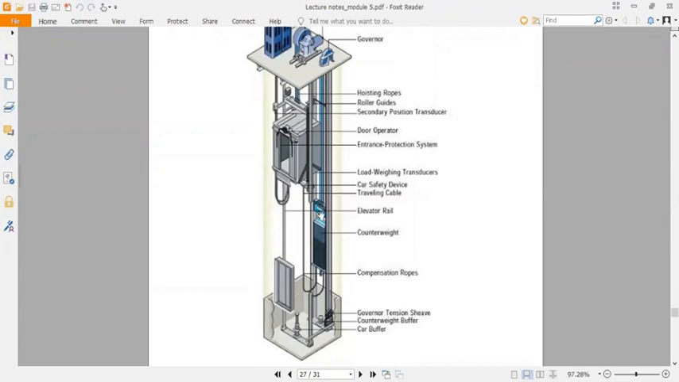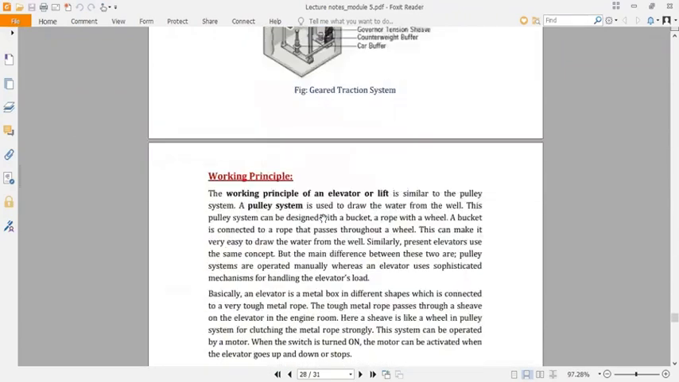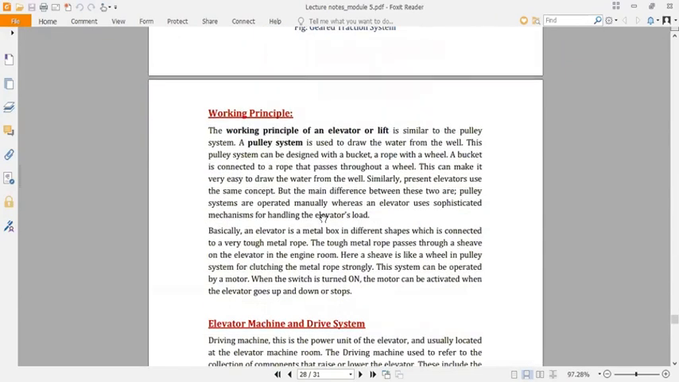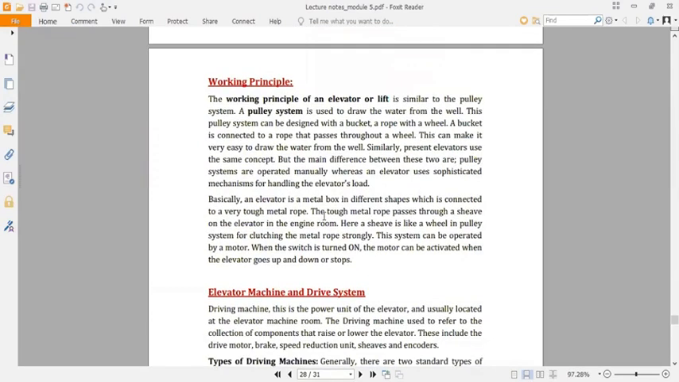ठीक है, तो इस पर हम लोग ज्यादा फोकस नहीं करेंगे. मेन हमारा फोकस इलेक्ट्रिकल सिस्टम क्या है. वर्किंग प्रिंसिपल इज सेम दैट I already explained initially. Okay, the working is similar to the pulley system. A pulley system is used to draw the water from the well, and this pulley system can be designed with a bucket, a rope, with a wheel. A bucket is connected to the rope that passes through a wheel, and this can make it very easy to draw the water from the well.